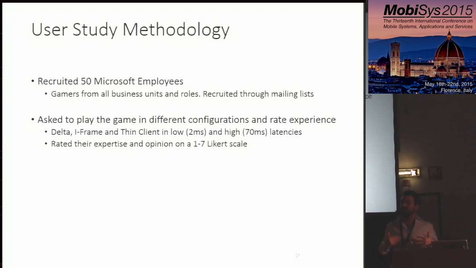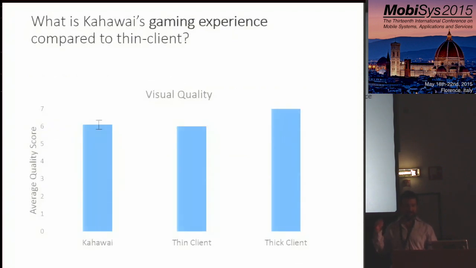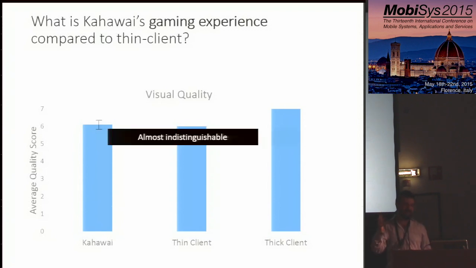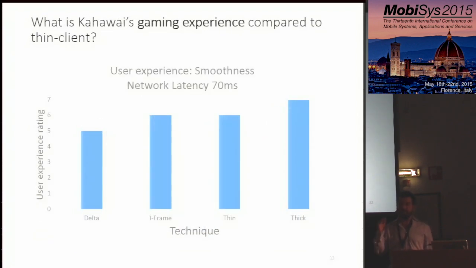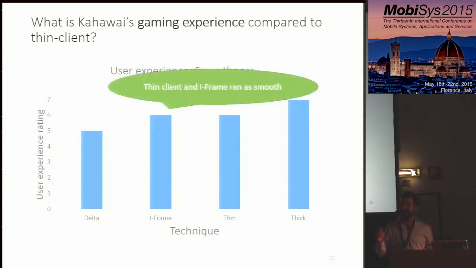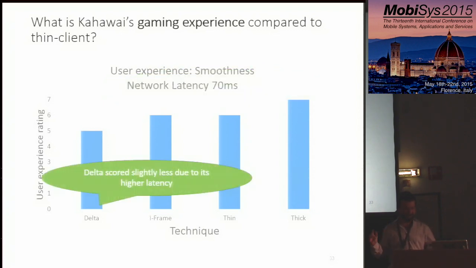Now, we really wanted to know, are our users happy or mad? They are happy. We picked 50 Microsoft users from different mailing lists, mostly gamers, to play the game in different configurations. And that's what we found out. So, Kahawai and Thin Client scored pretty much the same in vision quality. It's indistinguishable. And if we come to how smooth the game experience is, iframe and Thin Client, again, are pretty much the same result. And yeah, Delta scored 1 point less, and this is mostly because of the extra latency we added.